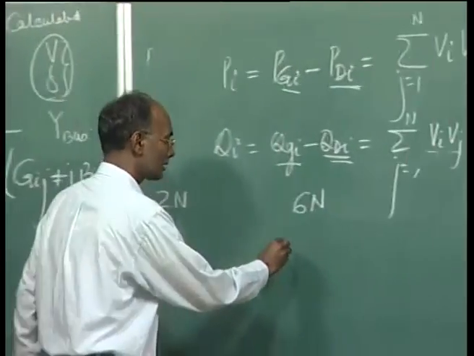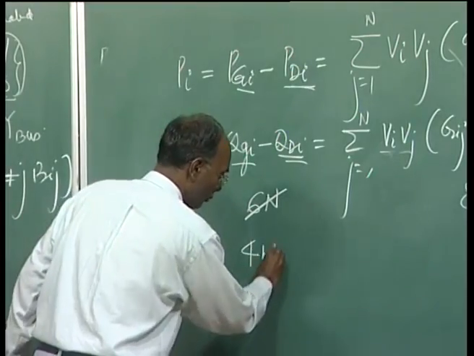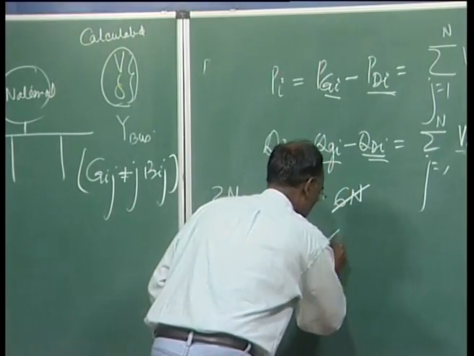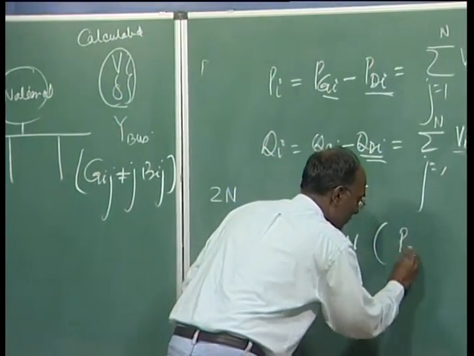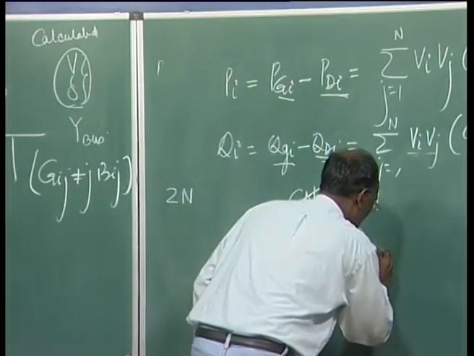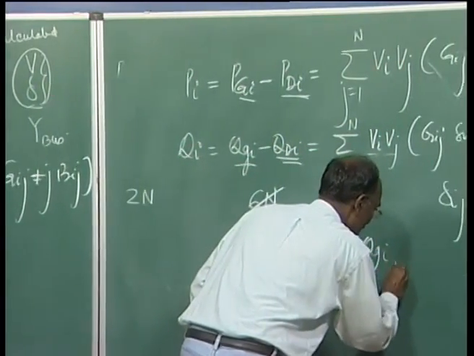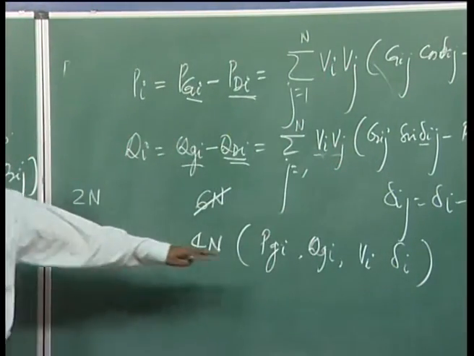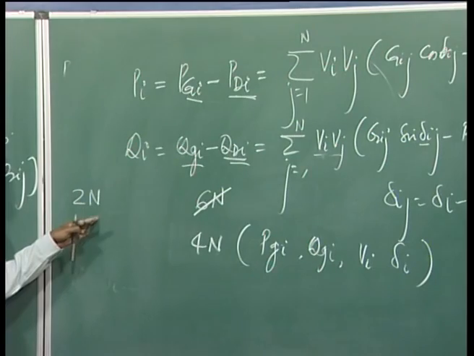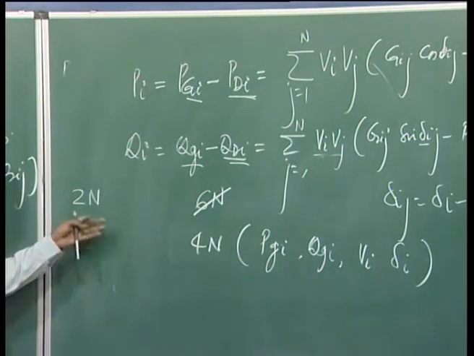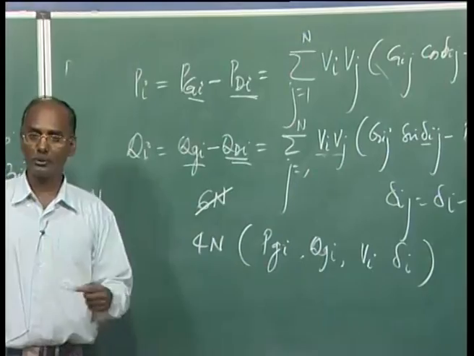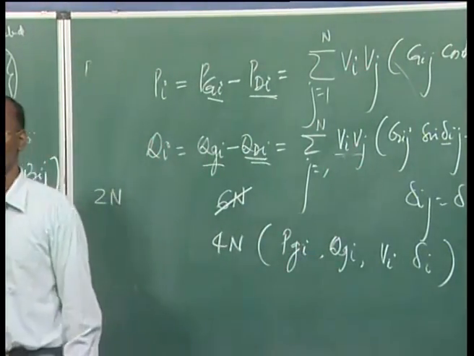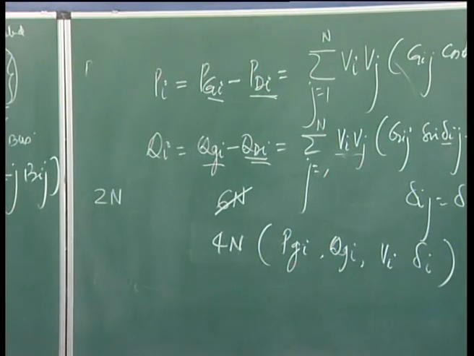So, what happens from this? Now we have reached 4n variables, which are PGi, QGi, Vi and delta i at each bus. So, we have 4 variables and 2 equations at each node in the system. In total we have 2n equations and 4n variables. So, what we do now is specify 2 values at each bus, and then only we can get the other 2 values, and that is why the classification starts.